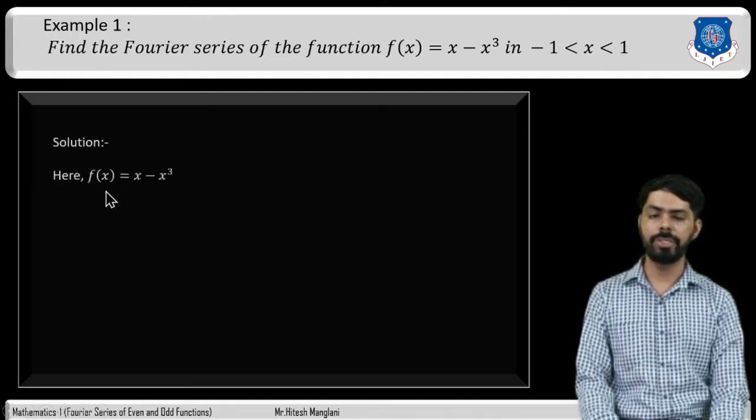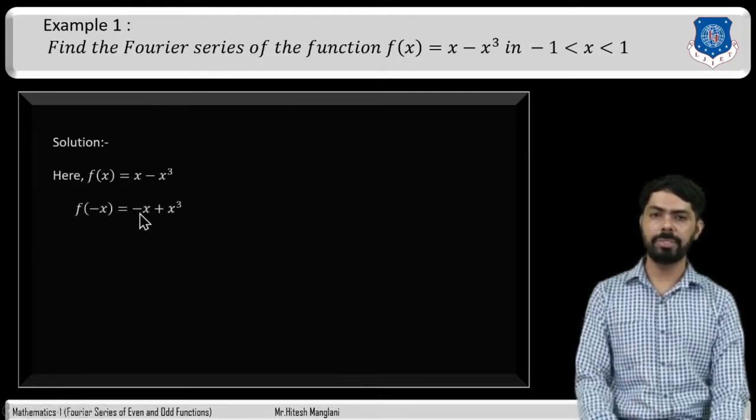So here f of x is equal to x minus x cube. So now we will replace x by minus x. So here it will be minus x minus x whole cube. So it will be plus x cube. Now taking minus common from these two, so minus in bracket x minus x cube.